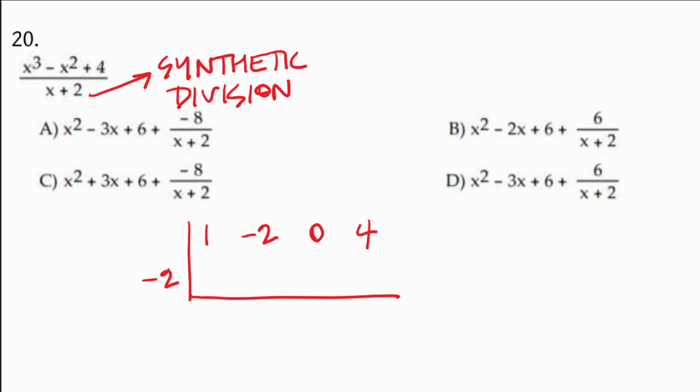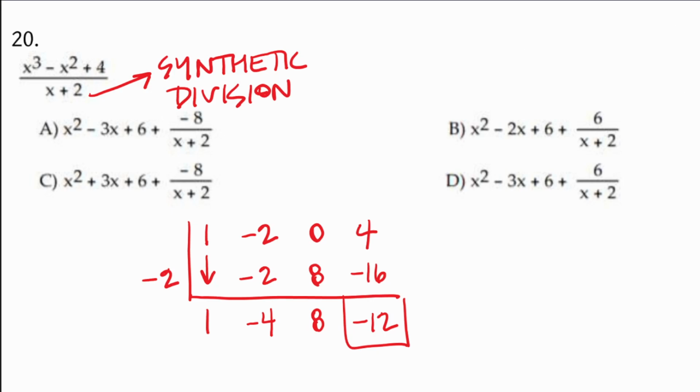Oh yeah, I remember why I put this one on. I liked this one because it had a missing term, and we needed to remember to put negative 2 in for synthetic division. So we're going to drop this down, multiply, add, multiply, add, multiply, add. So we've got a remainder of negative 12. That's not good. What have I done here?